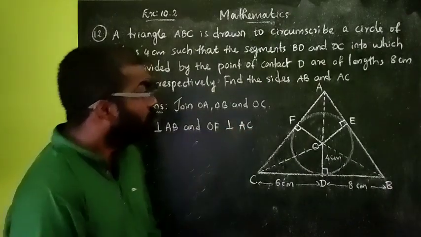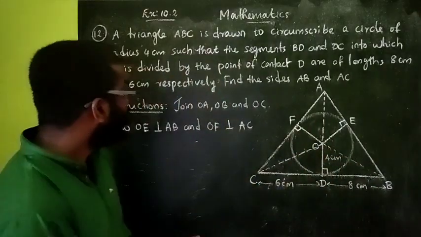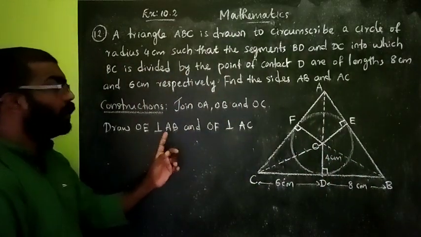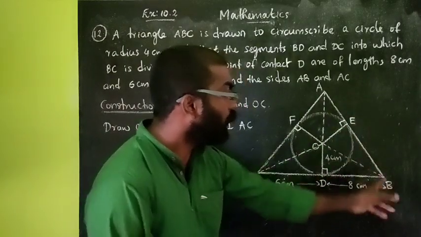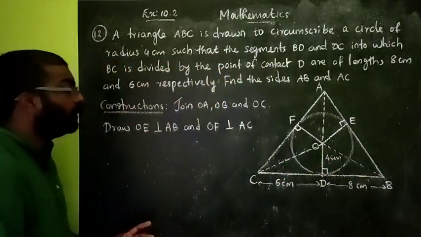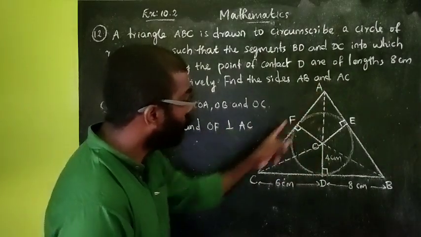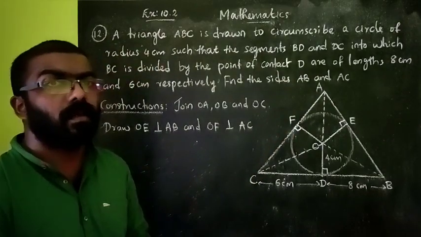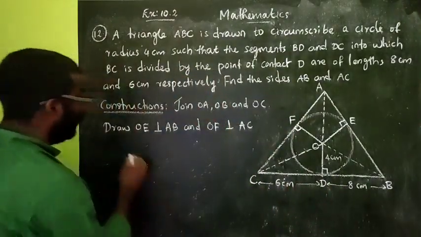So I repeat, we join OA, OB and OC. Then we draw OE perpendicular to the side AB, the tangent AB, and OF perpendicular to AC. Clear? Here we are given the lengths BD and CD.